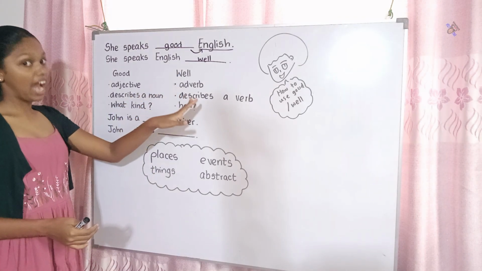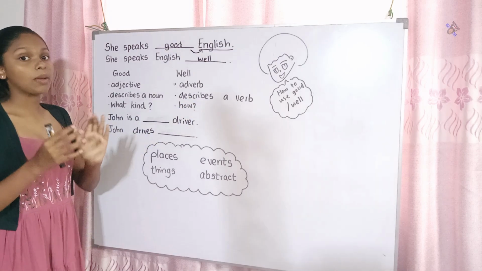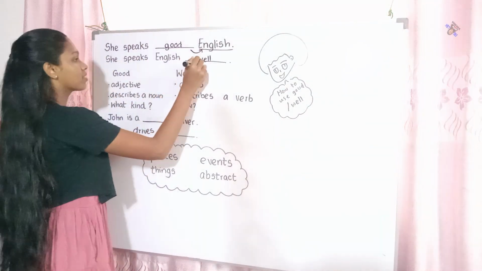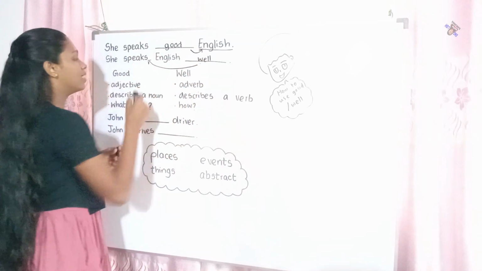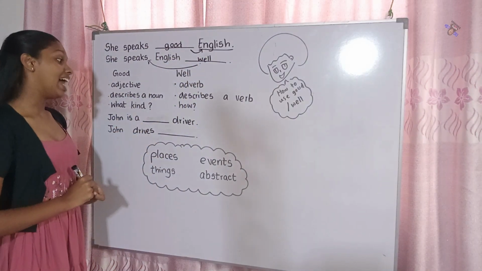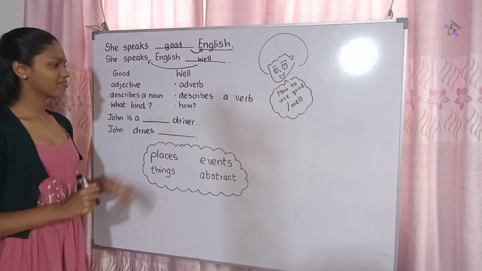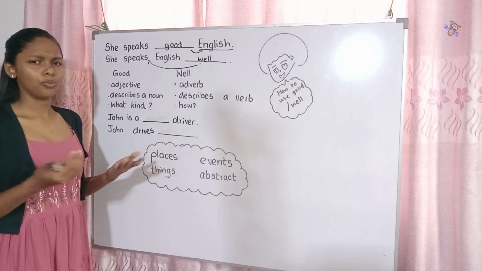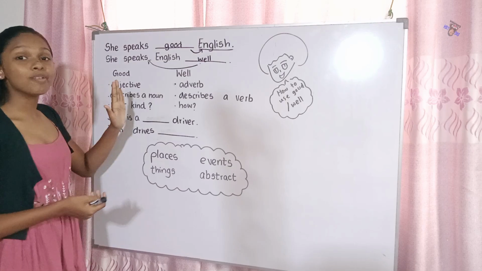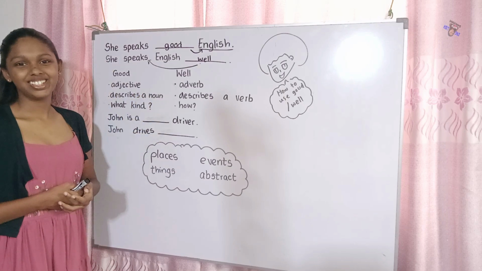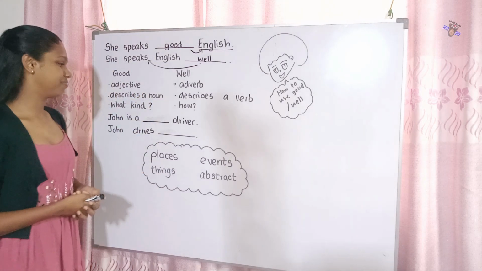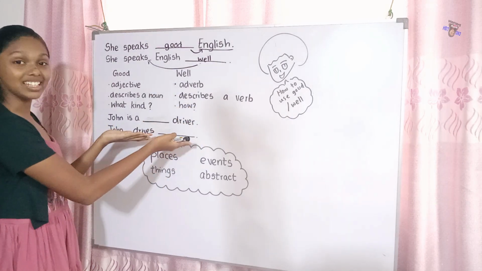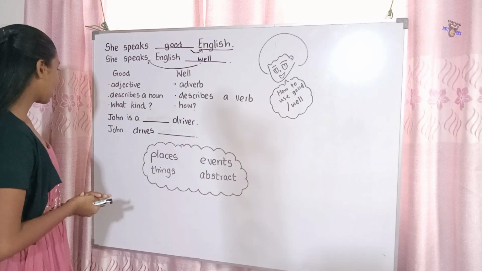Well. Well is an adverb and it describes the verb speaks. Well describes the verb speaks and it answers the question, how? How does she speak English? How? Very good. She speaks English well. Based on this concept, let's answer these two blanks.